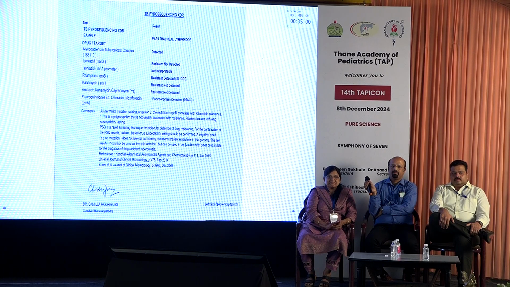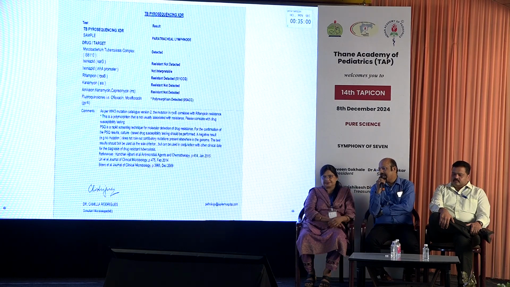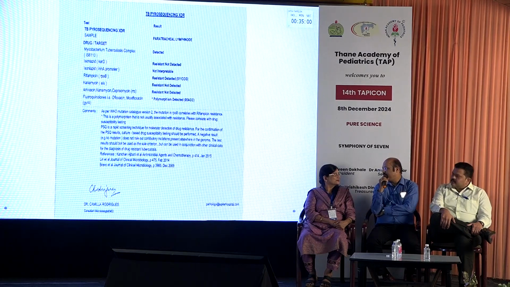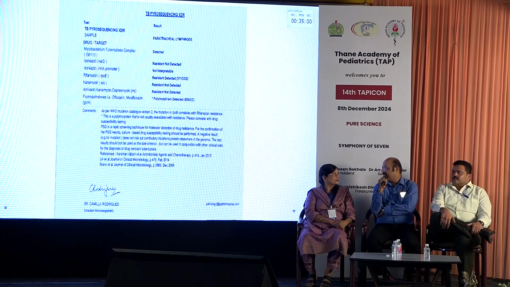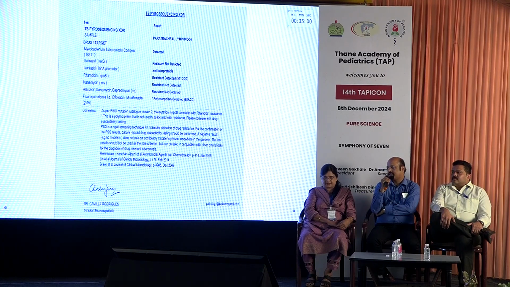No, the X-ray test was normal. Did you send an MGIT test initially? MGIT was sent. Was it negative? It was negative. The MGIT final report will come after 42 days. This is pyrosequencing, so the report will come in 48 hours.